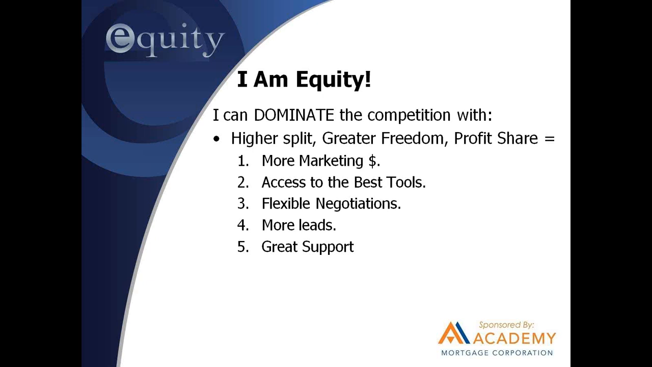So if I closed a $200,000 home with a 3% commission, that's $6,000. As an agent with that company, I would only make 60% of that. So instead of $6,000, I'd make $4,000. An equity agent on that same transaction would make $1,500 more.